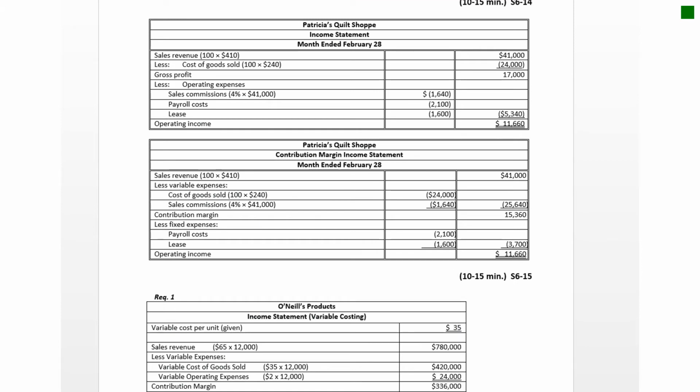Okay, so you'll notice under your traditional type of income statement, I'm going to write at the top here, that is GAAP, Generally Accepted Accounting Principles. Notice you've got sales units, which was 100. The sales price, which was 410, gives you a total sales revenue of 41,000. Now, the cost of goods sold is they told you that they costed $240 was the cost to buy these quilts. So that times 100, since they sold 100, is 24,000. So your gross profit is the difference, 17,000.